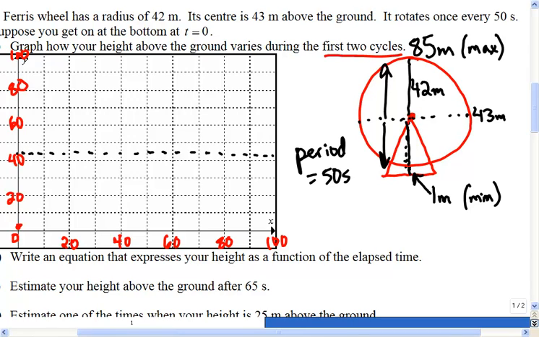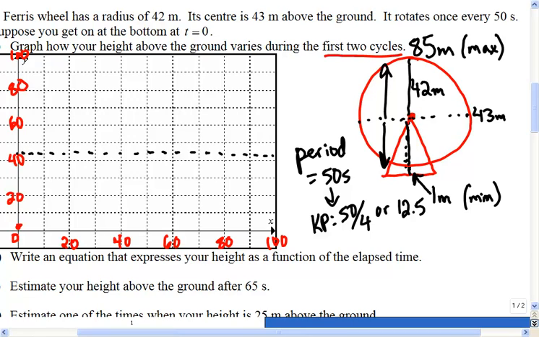Sorry? 12 and a half seconds. Yeah, how did you know 12 and a half? Yeah, so this is the period. So my key points, just like we've done before, will be a quarter of that, or 12.5. So every 12 and a half seconds, they hit the next spot.